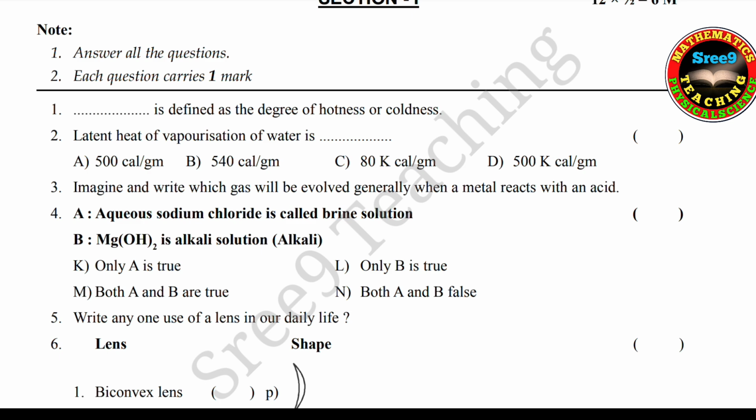Now second, latent heat of vaporization of water is dash. So what is the answer? Option B, 540 calories per gram. Okay, so for the first question the answer is temperature. For the second question the answer is B, that is 540 calories per gram.